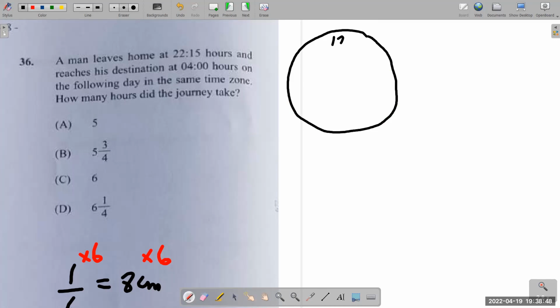So let's go 12, 6. What is B here? What is looking wrong? 3? Yeah? 9. So that's 1, 2, 3, 4, 5, 7, 8, 10, 11. Now let me ask you this question.